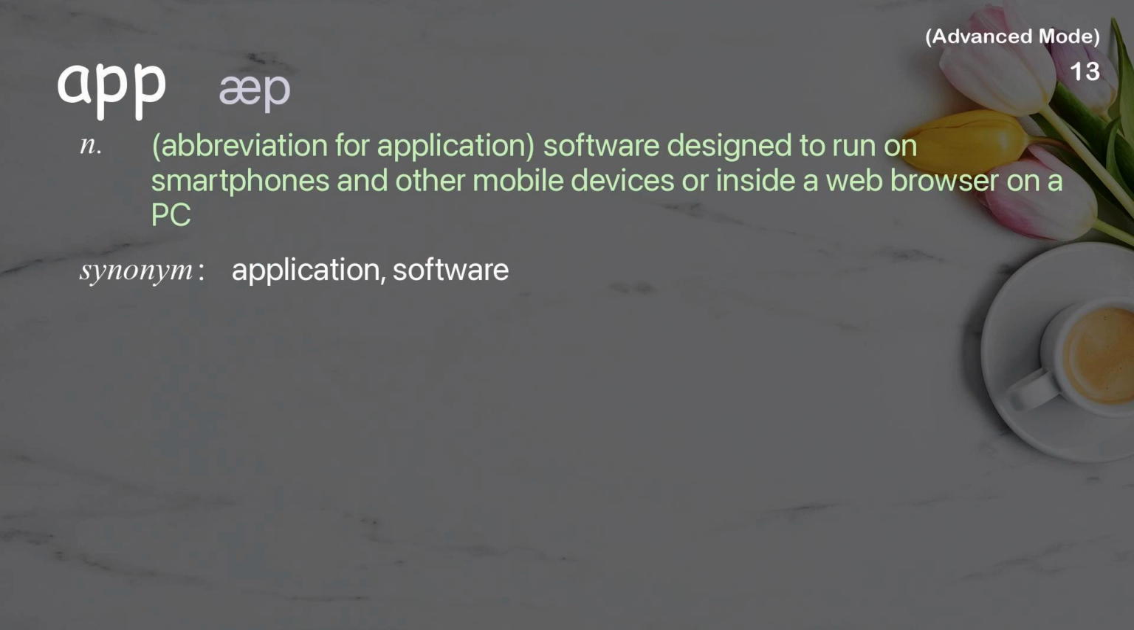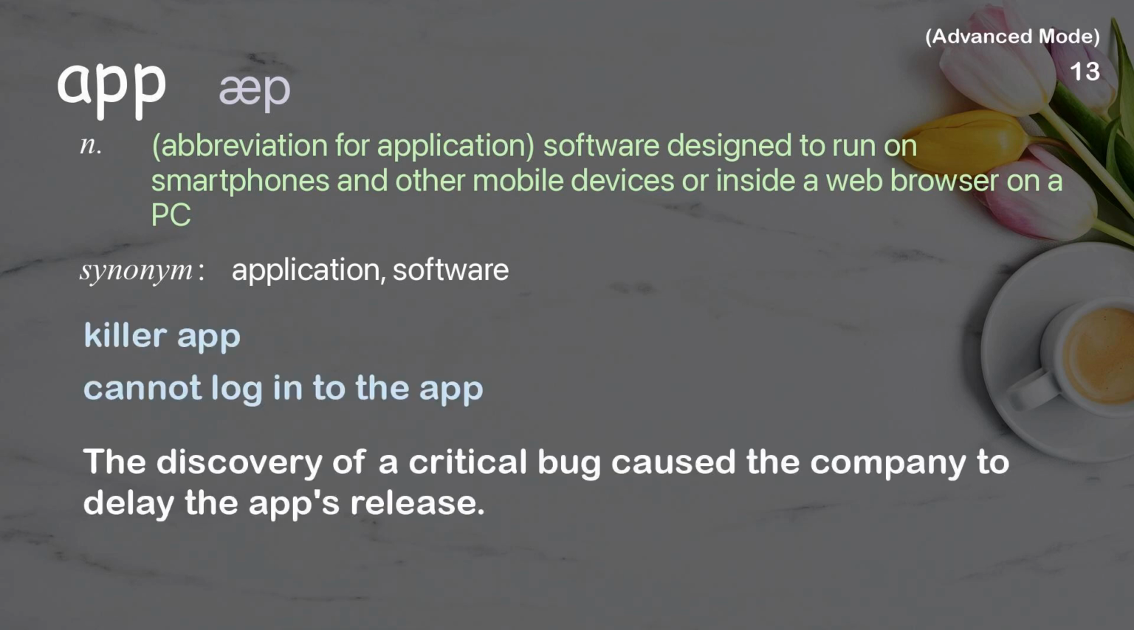App. Abbreviation for application: software designed to run on smartphones and other mobile devices, or inside a web browser on a PC. Examples. Killer app. Cannot log into the app. The discovery of a critical bug caused the company to delay the app's release.